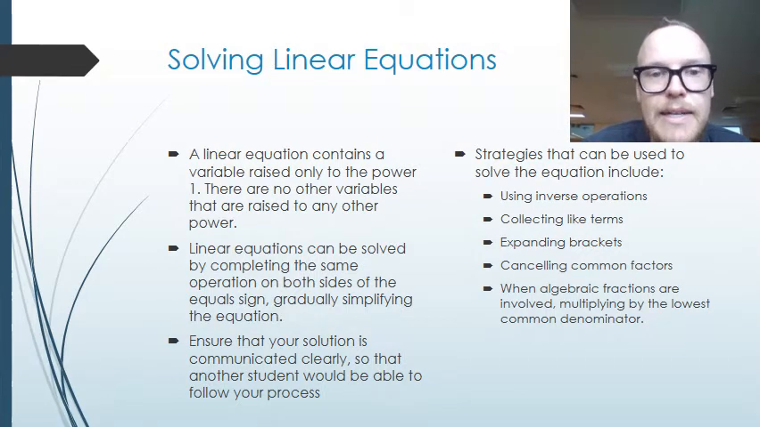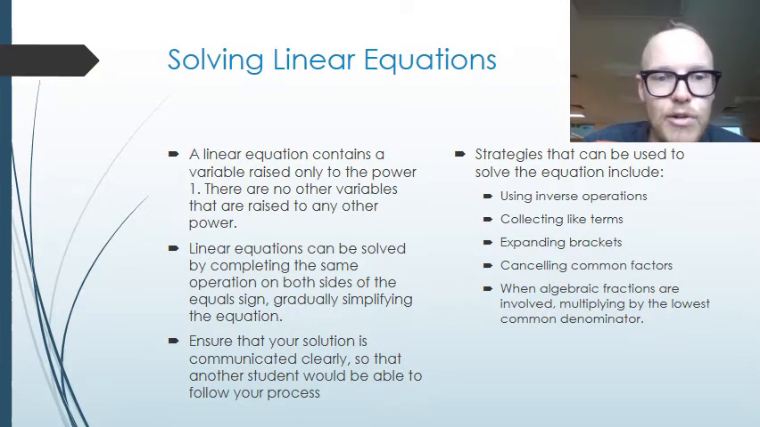When we're looking at solving linear equations, a linear equation is any equation where the variable is raised only to the power of 1. There are no variables raised to any other power. If a linear equation was graphed, it would be a straight, unbent line, and that's why it's called a linear equation. They can also be represented in the form y equals mx plus c if they were rearranged.